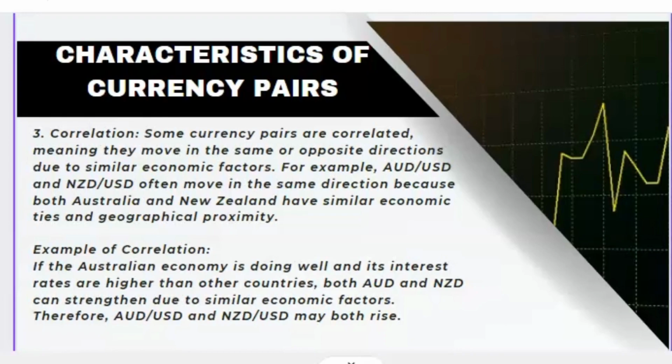So when talking about correlation, you have two countries like Australia and New Zealand who have similar economic and geographical ties, so if one is going up, there is a tendency that the other will be going up. If you have a trade of the Australian dollar against the US dollar or the New Zealand dollar against the US dollar, and the Australian dollar is progressing or strengthening, do you know that the same thing can also be applicable to the New Zealand dollar? That is the whole concept behind correlation.